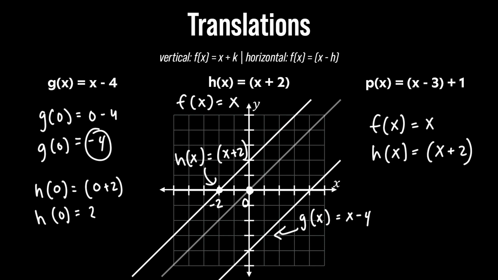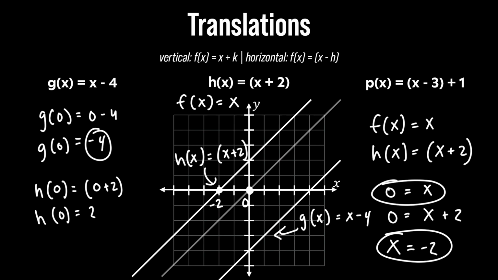How do we get the x-intercept? We have to set y to 0, which is the function. So for the parent function, we're going to have 0 is equal to x. And for the h of x function, we're going to have 0 is equal to x plus 2. So in one case, we see that x is equal to 0, and in the other case, we get x is equal to negative 2. So the x-intercept is negative 2 compared to 0. So that's why, for a horizontal translation, adding some value means that we translate to the left.